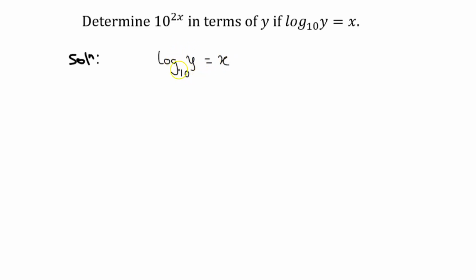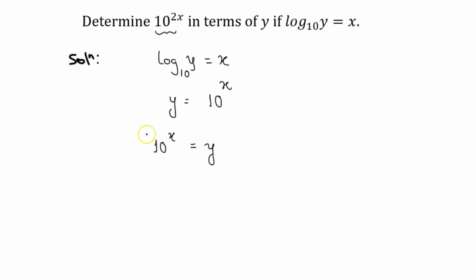Now if we use the definition and convert this to exponents, then we will get y equals the base 10 raised to the power of x. Right. Now what we have to do, we need to find out 10 raised to the power of 2x. So let's change the position. So we have 10 raised to the power of x equals y.